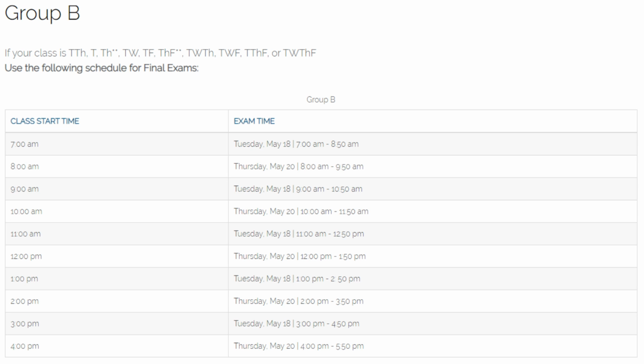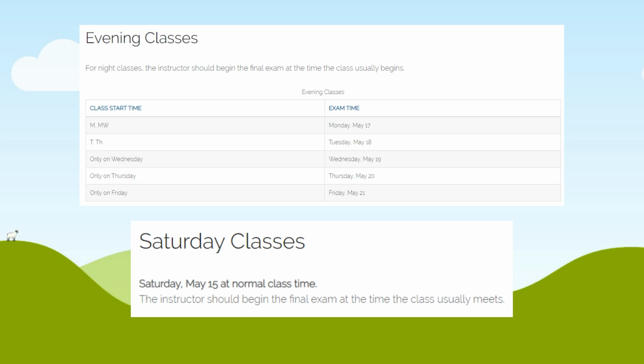In Group B, we have the classes that start on Tuesday and Thursday. Similarly to Group A, you will look for your usual class starting time on the left-hand side, and your final exam day and time will be on the right.